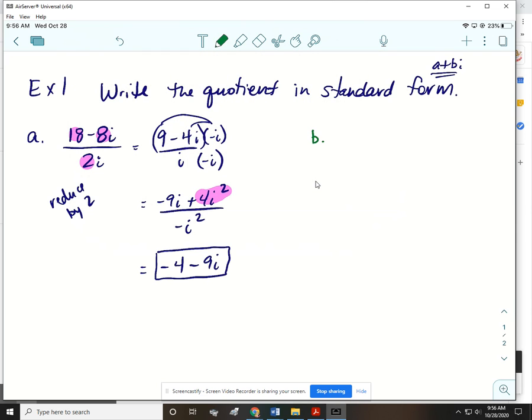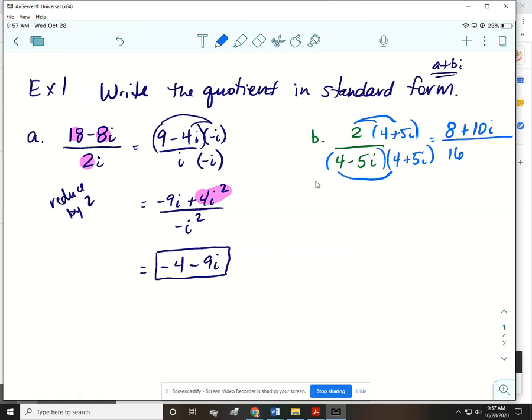Okay, let's look at B. We have 2 over 4 minus 5i. So that's the original problem. What we're going to do is multiply by the conjugate of the denominator, which is going to be 4 plus 5i. I didn't say this in the first example, but I should have. To keep everything legal mathematically, what you multiply by on the denominator, you also multiply by on the numerator. So on our numerator, we're going to distribute the 2. And then our denominator, because they're conjugates, we can do the shortcut multiplication, where we'll multiply 4 times 4, and then negative 5i times 5i.